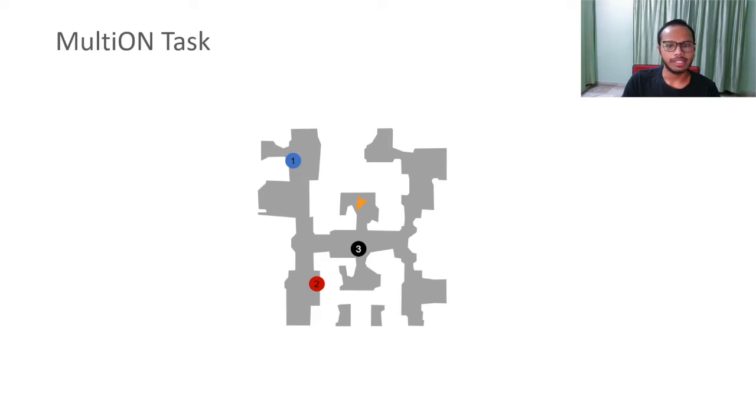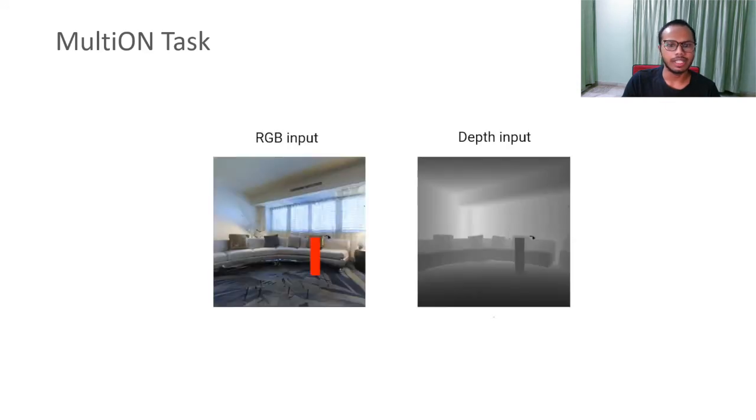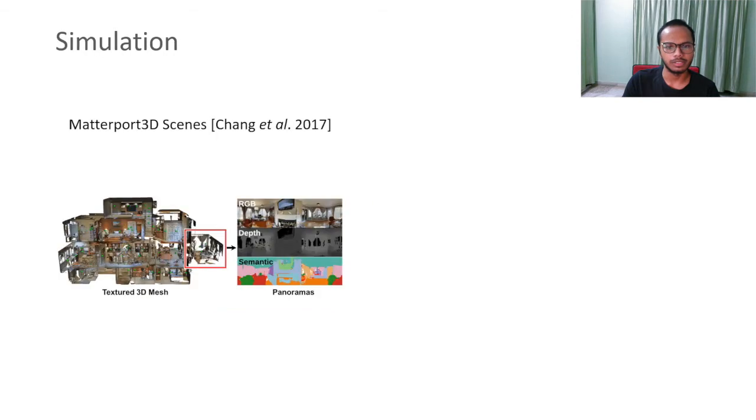The agent must navigate to each object in the sequence in the given order and indicate the discovery by calling the found action. The agent has access to a noiseless RGB sensor and a noiseless depth sensor. It also has access to a noiseless GPS and a noiseless compass.